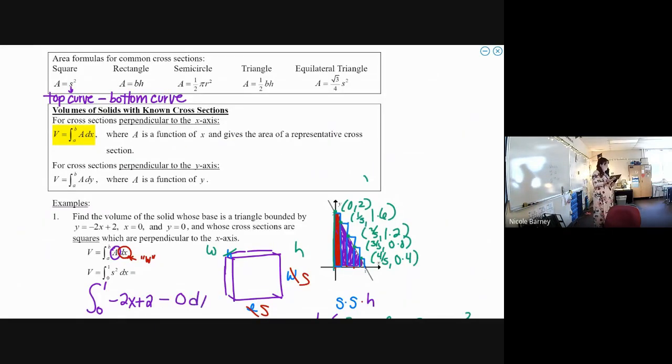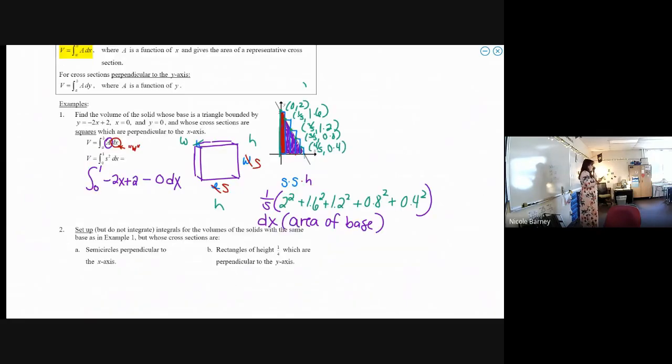So here, are we saying the bottom curve is y equals 0? Yep. The bottom curve on this one would be y equals 0 because it's the x-axis. So then we would integrate this from 0 to 1 of negative 2x plus 2 dx. Dude, I'm running out of space.